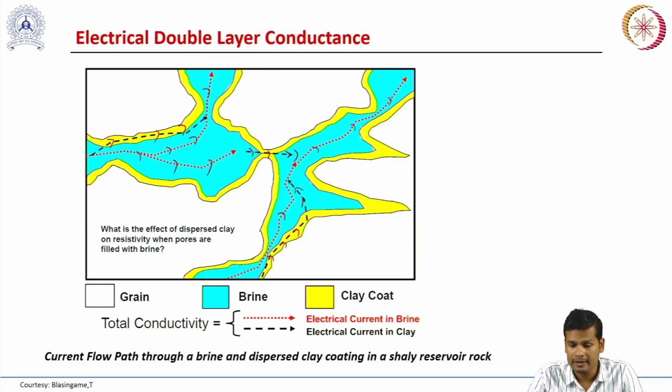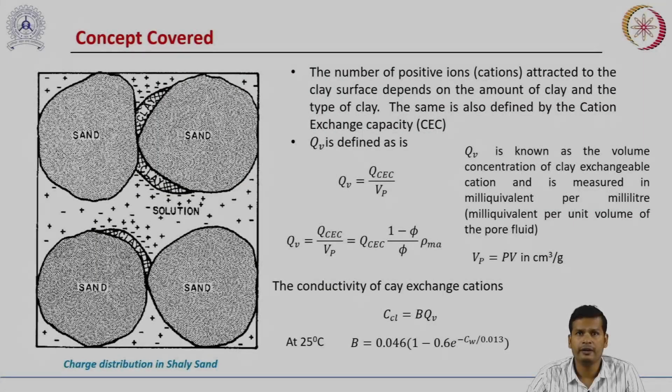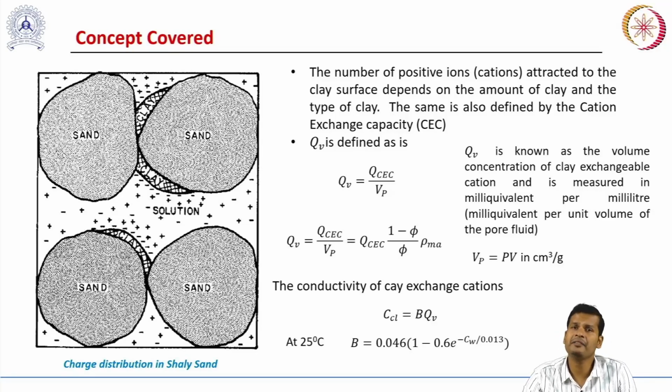So both the path of the current inside our clay and the path of the current flow inside our pore fluid are available for the current to flow. Now, we have established that the cation exchange capacity, which defines how much excess cations will be available near our clay surfaces, is responsible for the flow of the current through the clay structure. So we have already defined the cation exchange capacity.